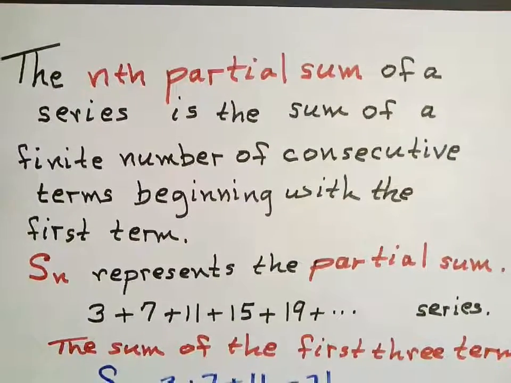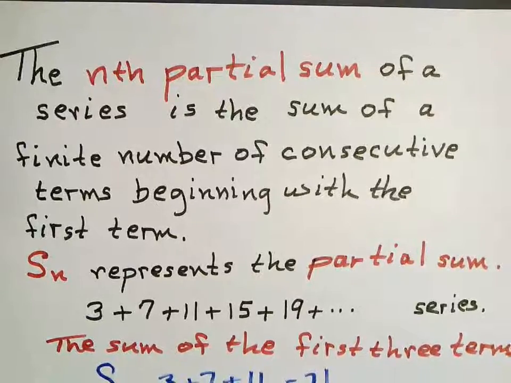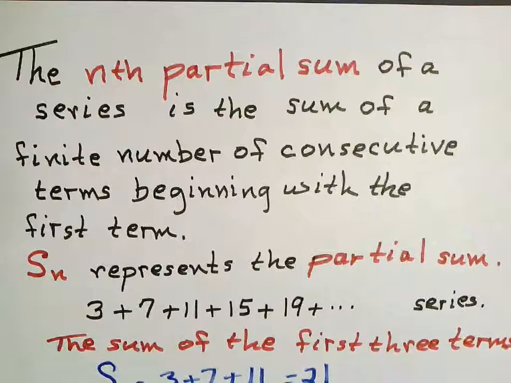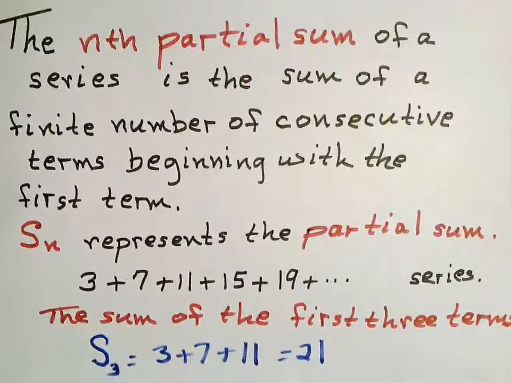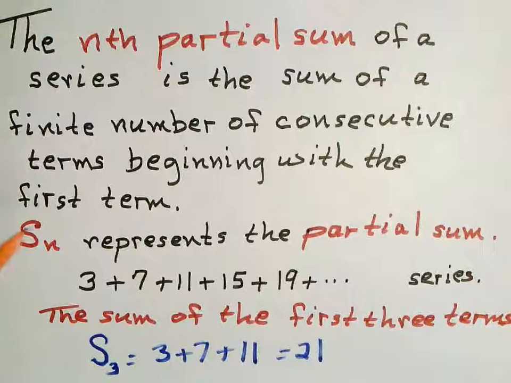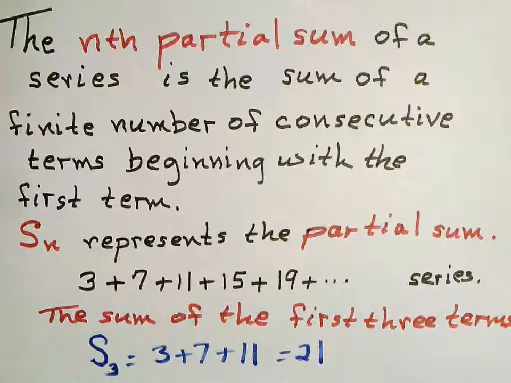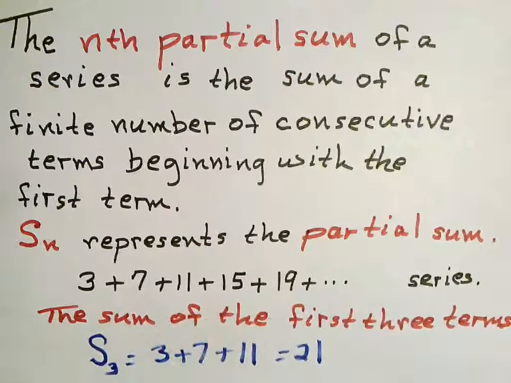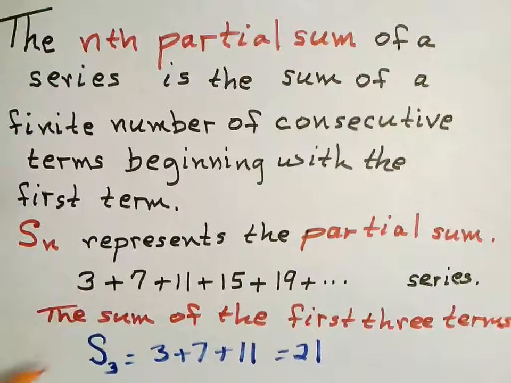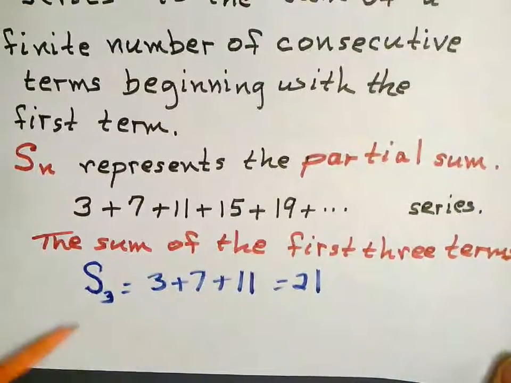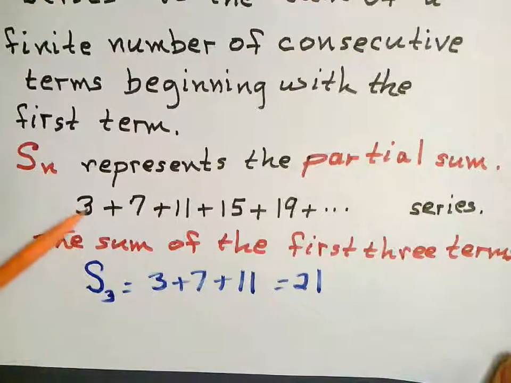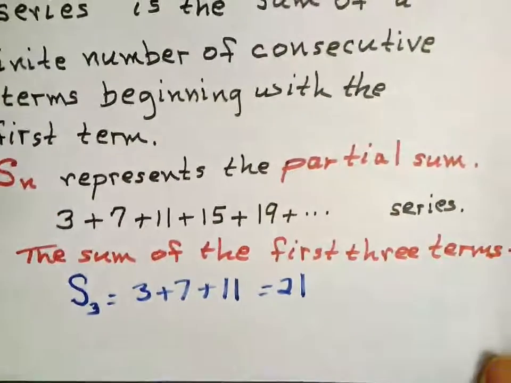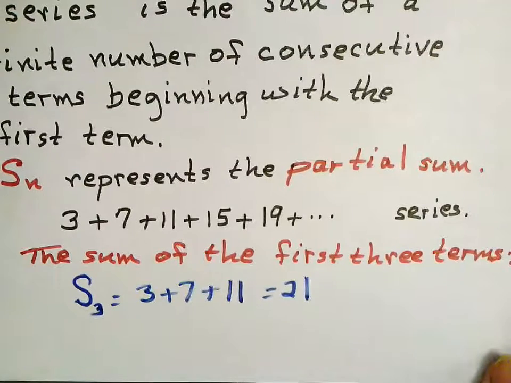The nth partial sum of a series is the sum of a finite number of consecutive terms, beginning with the first term. S sub n represents the partial sum. If we have the series 3 plus 7 plus 11 plus 15 plus 19, the sum of the first three terms, S sub 3, which is 3, 7, 11, will be 21. That's the nth partial sum.